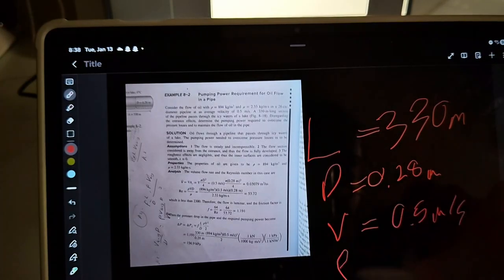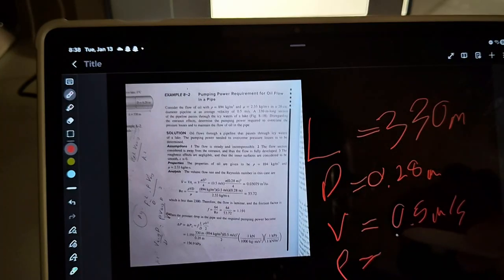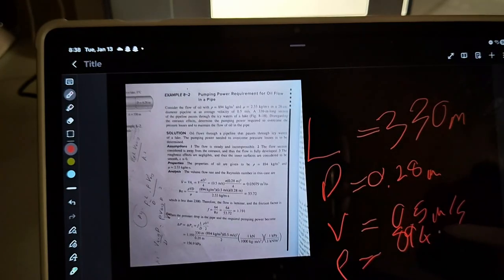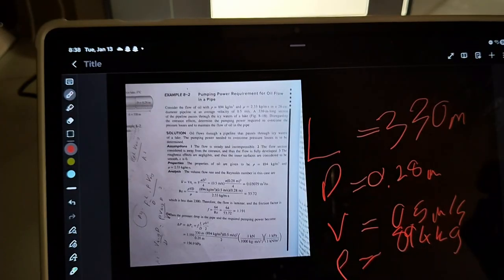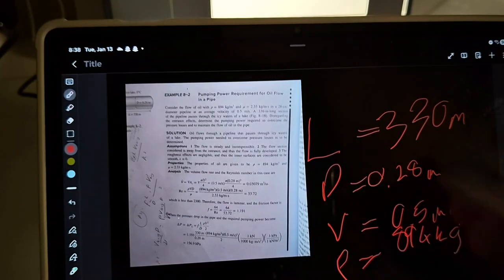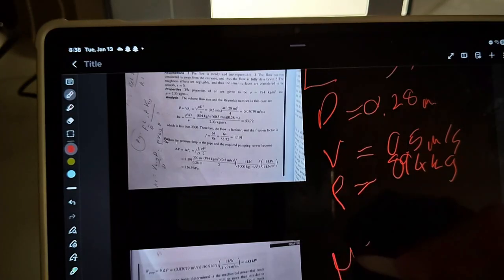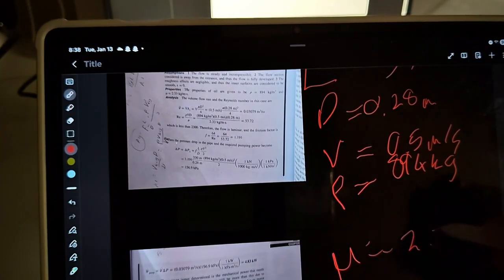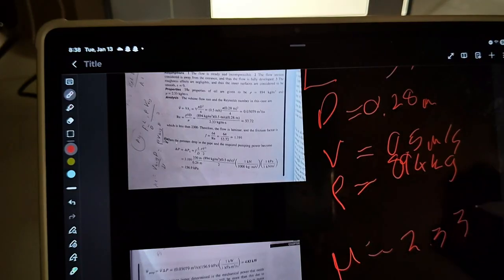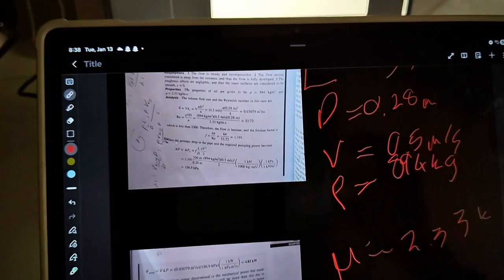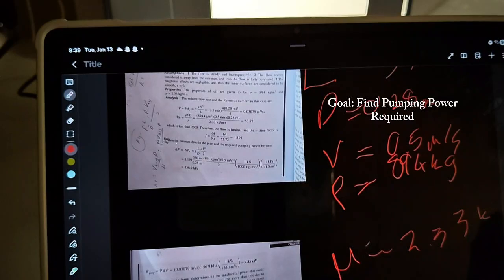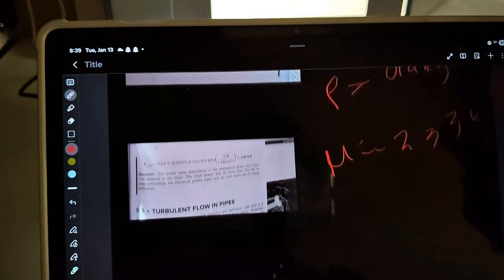And the density of oil is 894 kilograms per meter cubed. And lastly, dynamic viscosity is 2.33 kilogram per meter second. Our goal is to find the pumping power required.